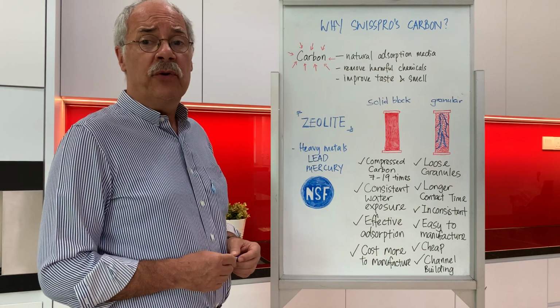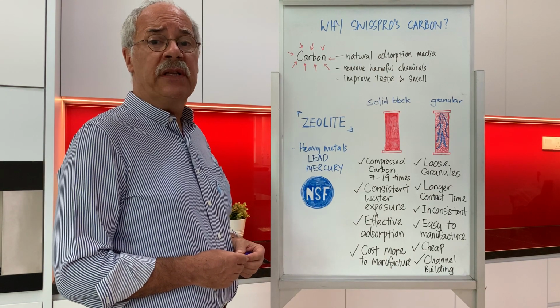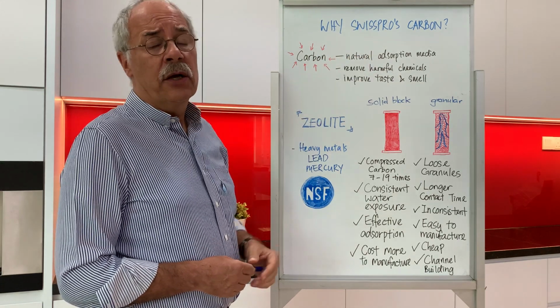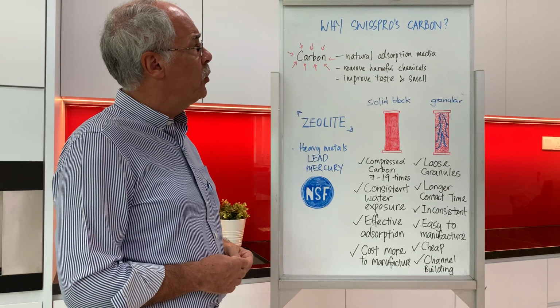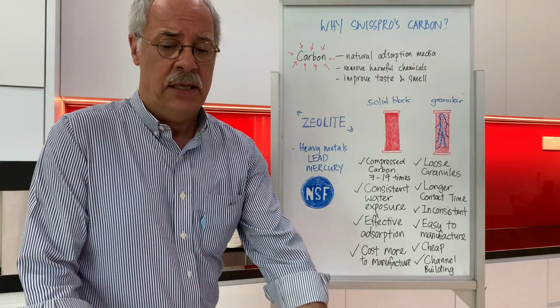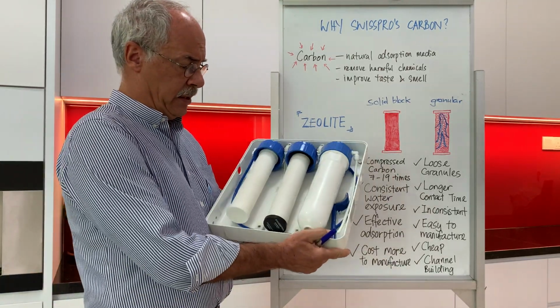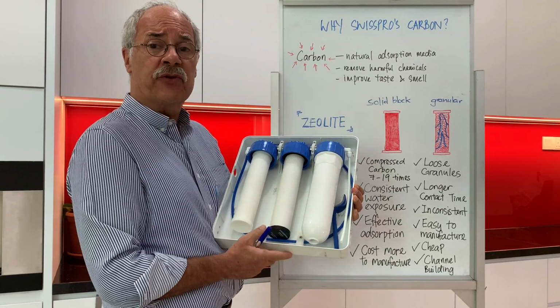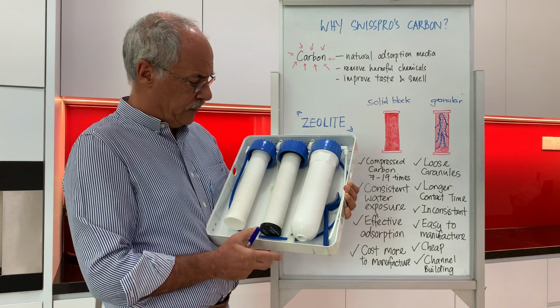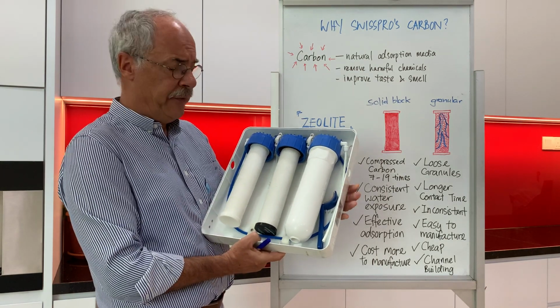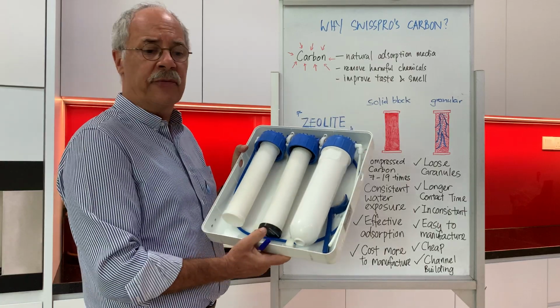I'm happy to give you a brief introduction in quality activated carbon. Why should we use Swisspro carbon? Swisspro carbon is used as the second filter in a three-stage filtration system. So we are going to address this brief introduction to the second filter.